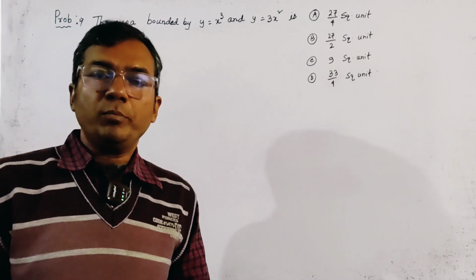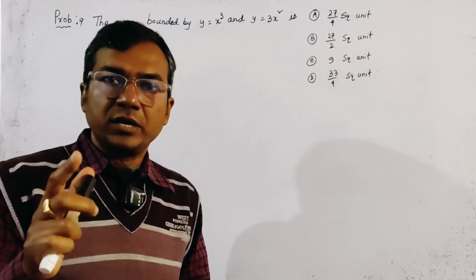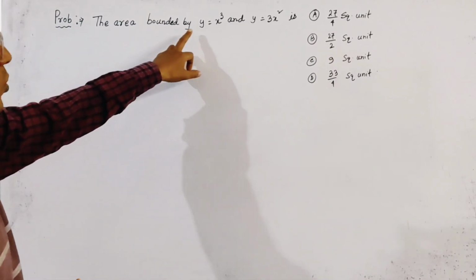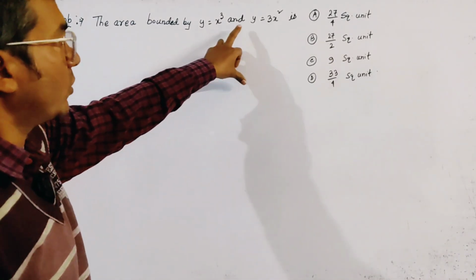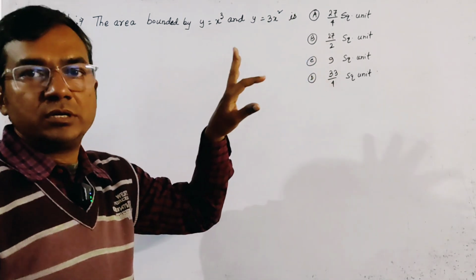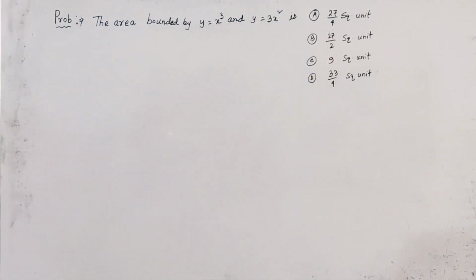This problem is from area of a plane curve. The problem is: the area bounded by y equal to x cube and y equal to 3x square is given by 4 options here. We have to find the correct option.